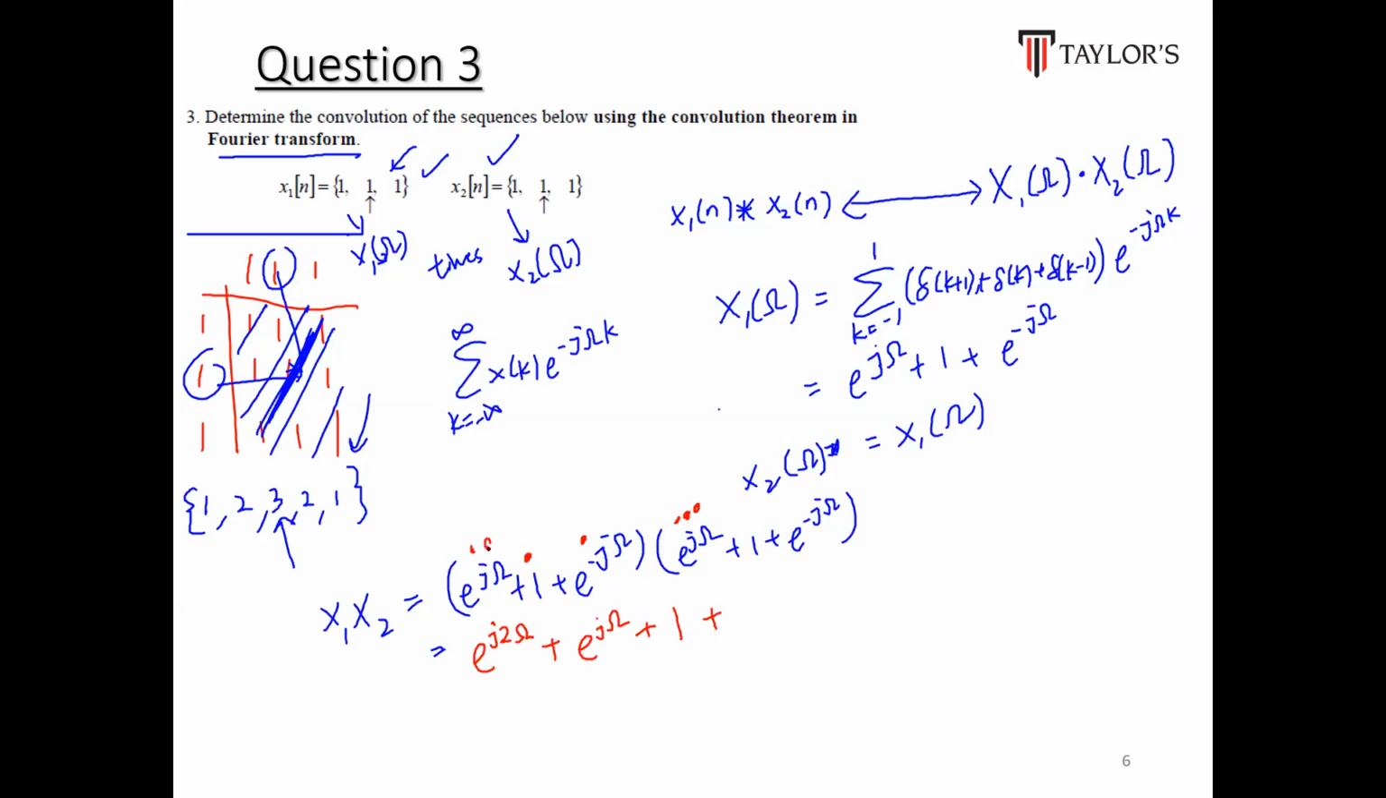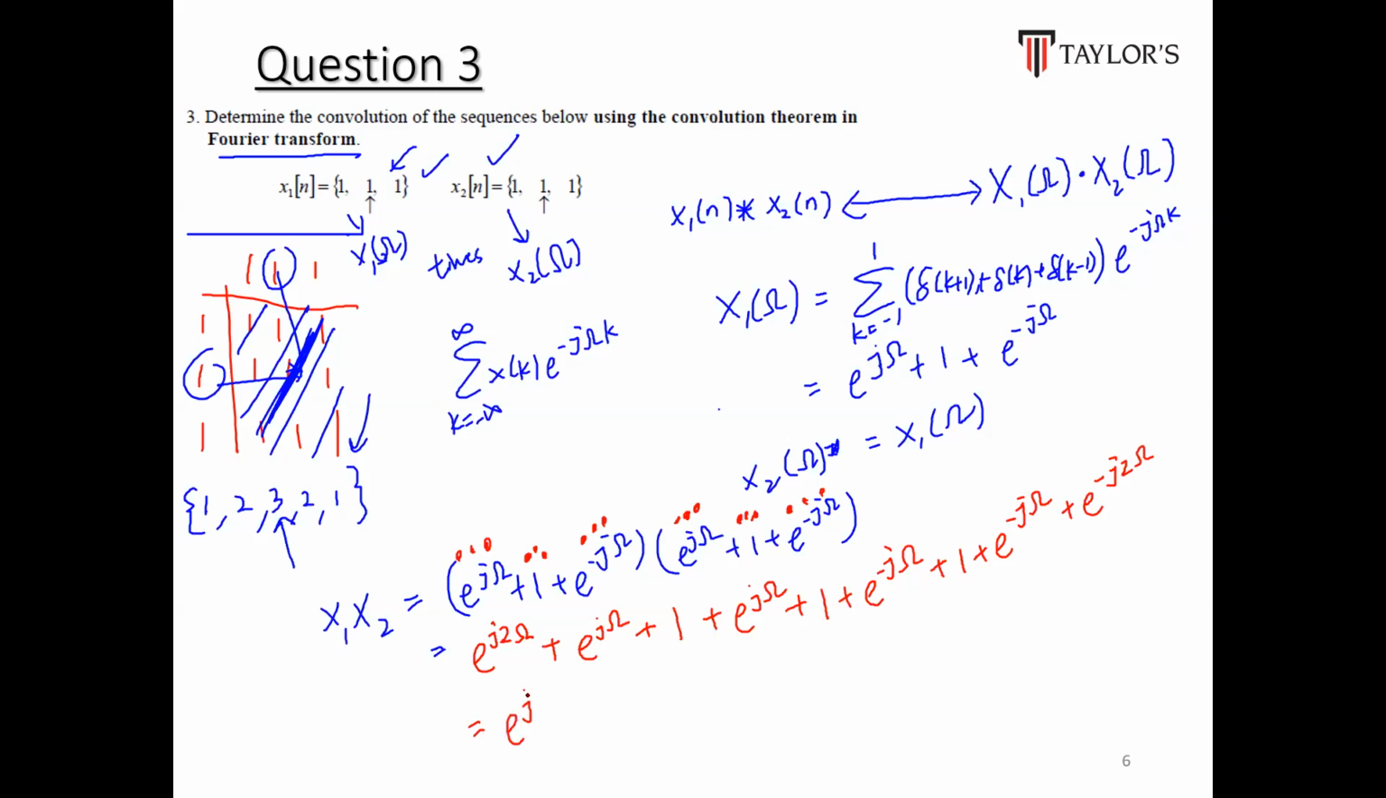Now you do the second one. This one and this one is e^{jω} times 1, which is e^{jω}. Then 1 and e^{-jω}, which is e^{-jω}. Now the last one: e^{jω} with e^{-jω} is 1, as we already tried. 1 with e^{-jω} is e^{-jω}. e^{-jω} with e^{-jω} is e^{-j2ω}.